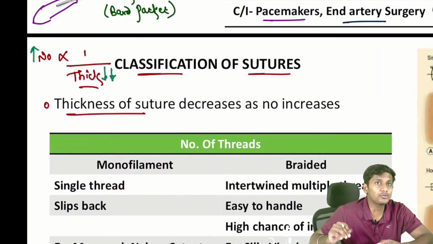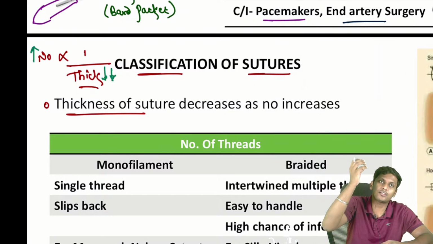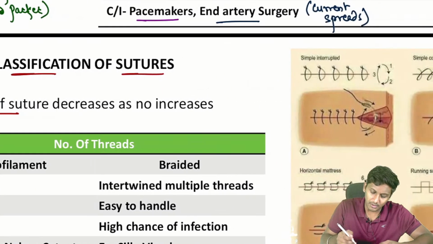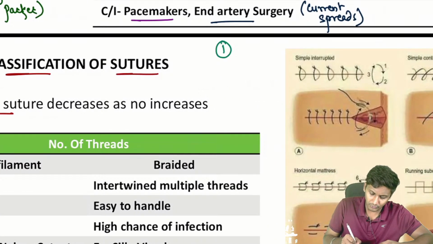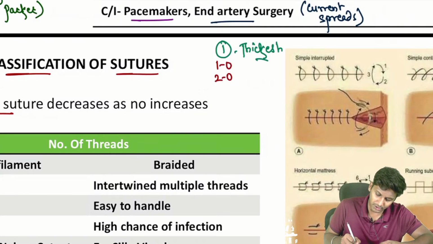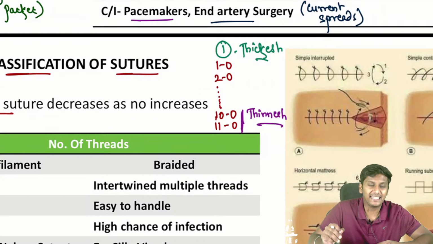As the number of the suture increases from 1 to 2, from 10 to 20 to 30, the thickness is going to decrease. That means it will become thinner and thinner. You have to remember that the number 1 suture is the thickest suture. Then we have 10, 20. Likewise, we have sutures till 10-0 and 11-0. These 10-0 and 11-0 sutures will be our thinnest, the finest sutures.